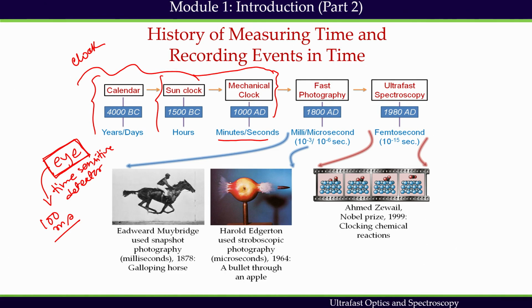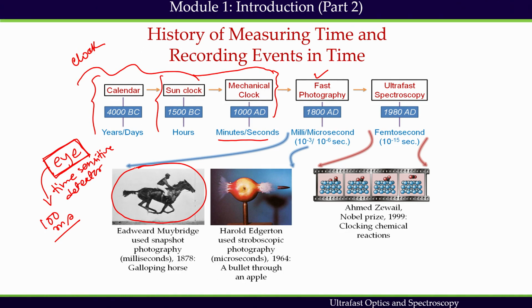Snapshot photography, in which time sensitive detector is placed in dark and is exposed to time evolving event for a very brief time using a mechanical shutter, of a galloping horse done by Muybridge in 1878, was the first attempt to record events without eyes in millisecond domain. So, that was the first photography, discovered in 1878, and the galloping horse picture was recorded with the help of the camera.